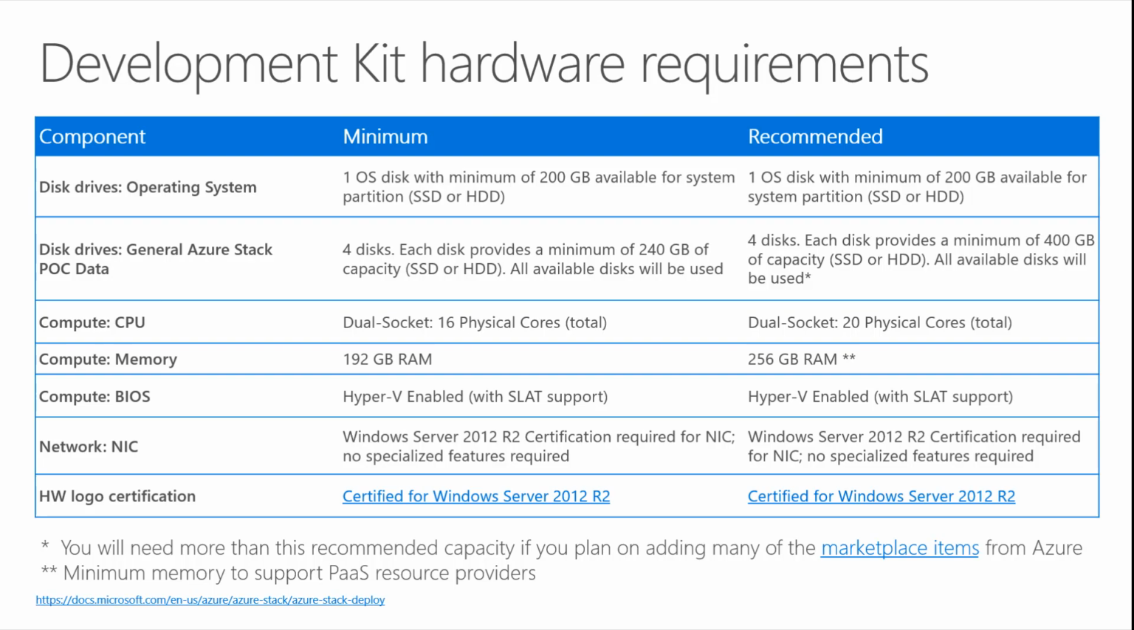For disk drives, you have to have 4 disks. Each disk will provide a minimum of 240 gigabyte capacity. This is the minimum with either SSD, preferred, or HDD, hard disk. Recommended, each disk provides a minimum of 400 gigabyte of capacity. In either case, for the minimum or the recommended, all disks will be used. And if you've seen some other presentations, you will understand exactly why. A quick answer is just like in Azure, everything that's created is triple replicated. So when I make a file, there are 3 copies, and theoretically and logically, that would be spread across 3 disks, or in an Azure Stack integrated system, 3 nodes.